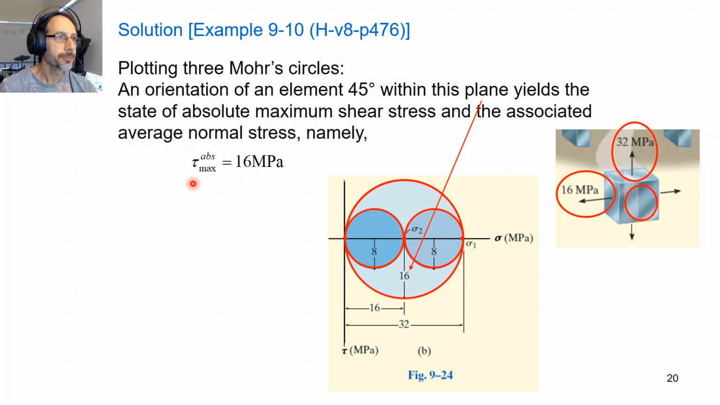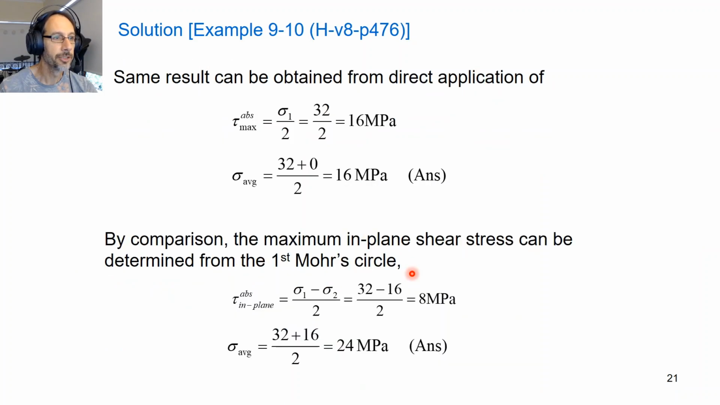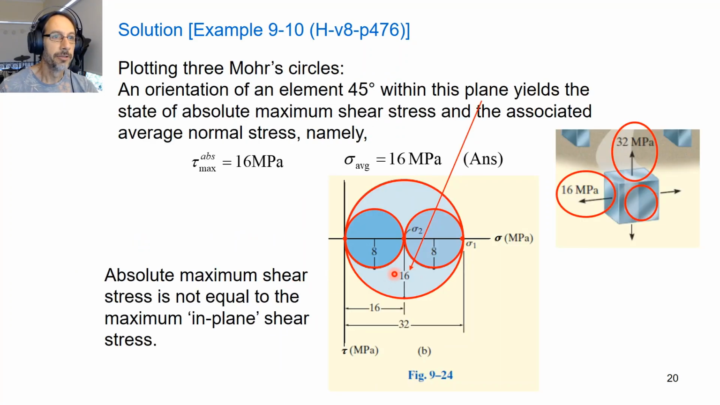Okay, so absolute maximum shear stress is this one, 16 megapascals. Average stress also 16 in this big circle, right? Not in the little one. So here, noting again that the absolute maximum shear stress is not equal to the in-plane shear stress, and in fact, in this case, it's twice.